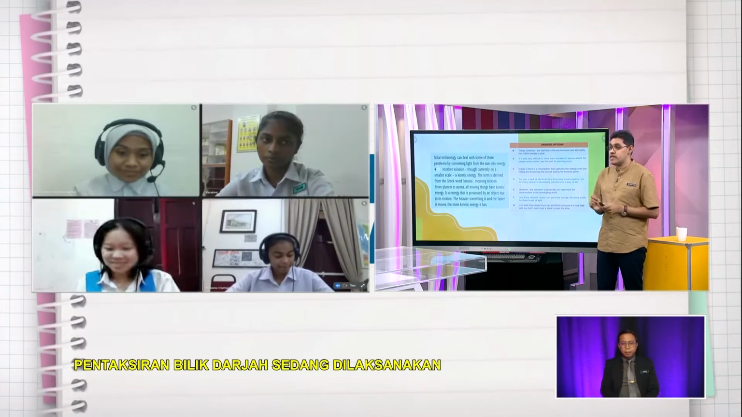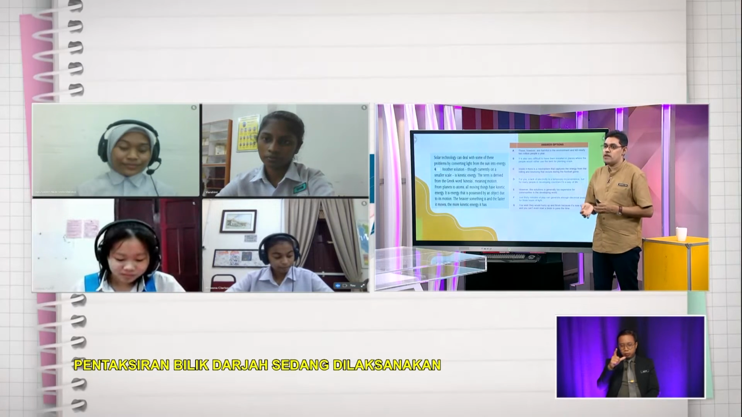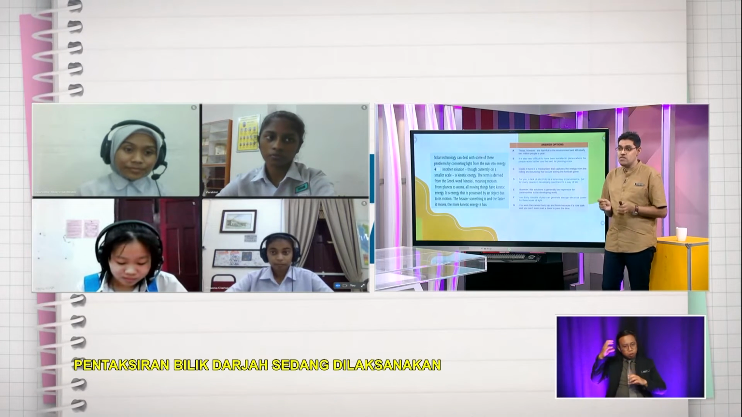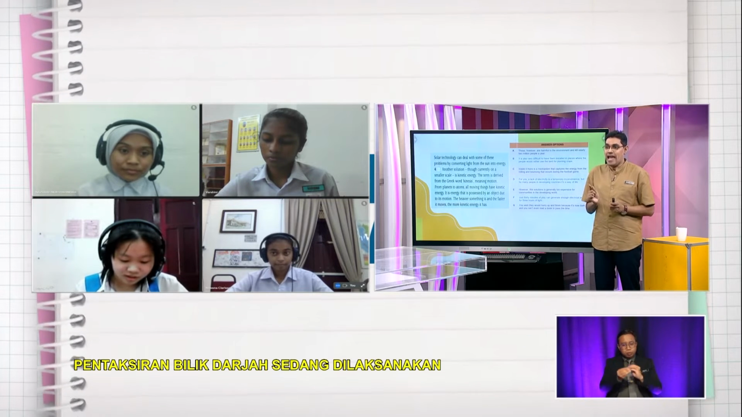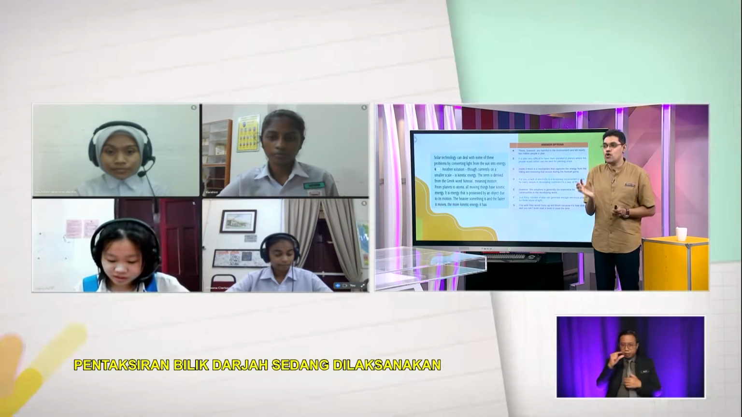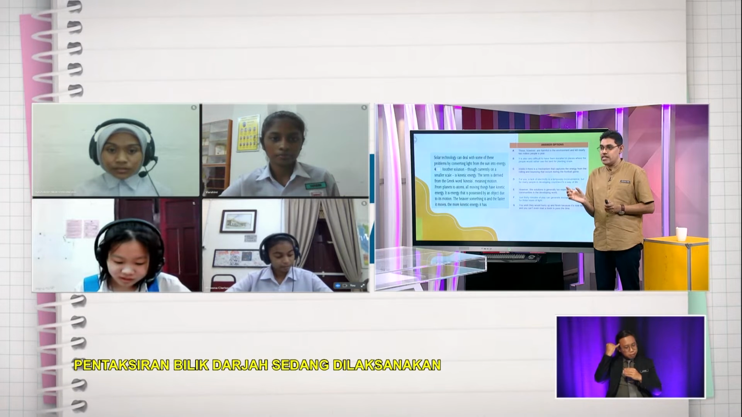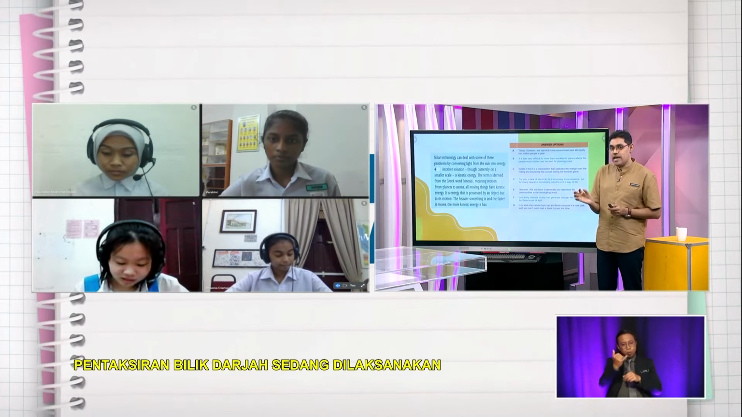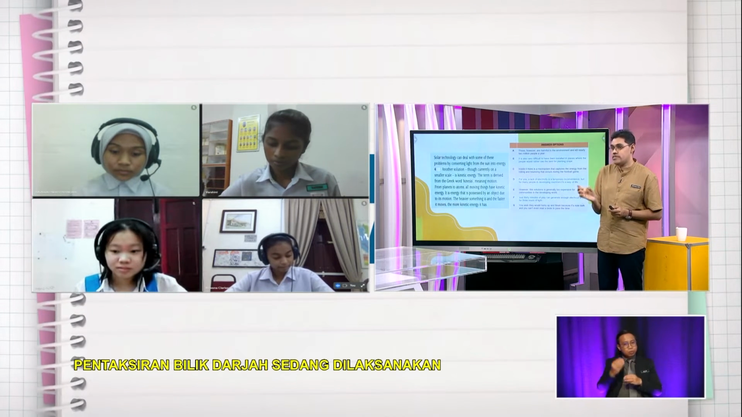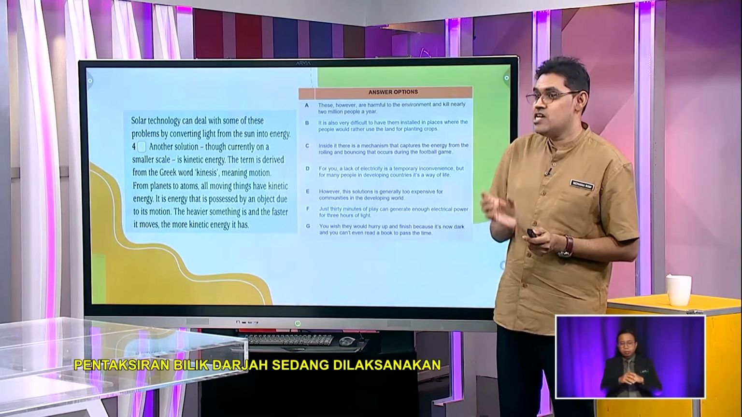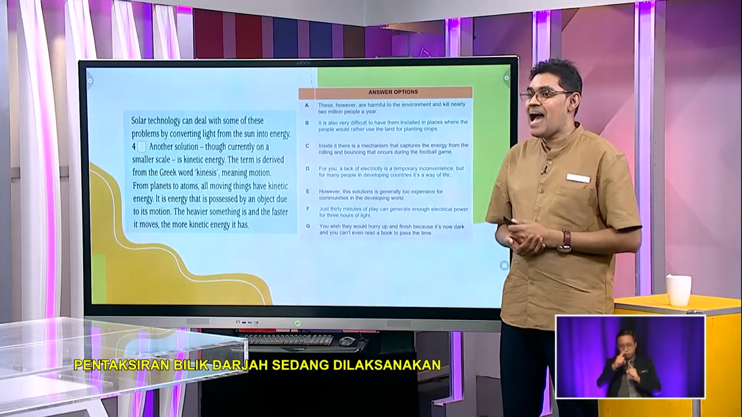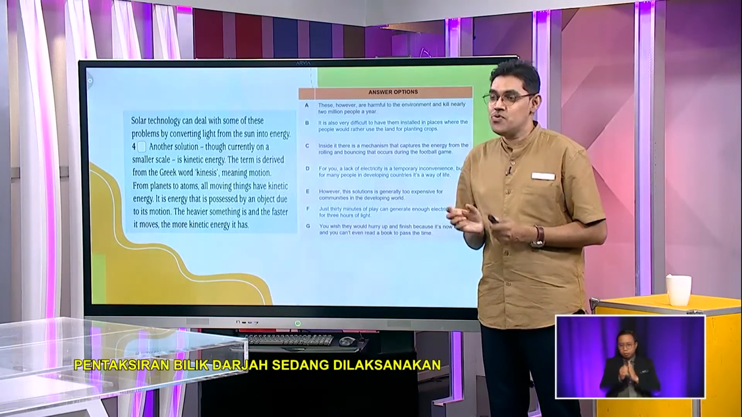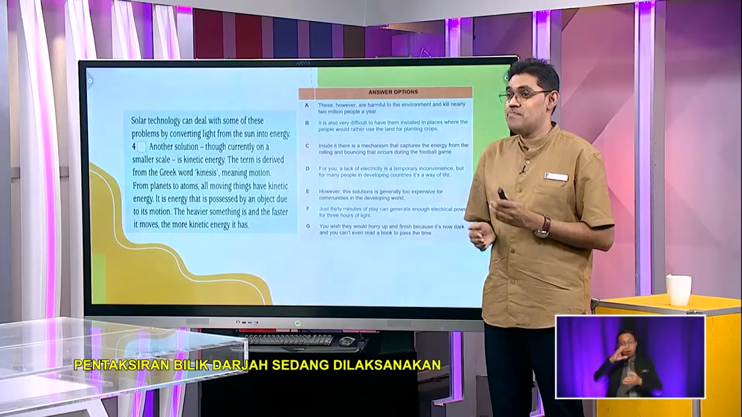So Nazura says E. Let us look at this paragraph. Solar technology can deal with some of these problems by converting light from the sun into energy. There's a gap, and it goes to the next idea, which is another solution. So why is there a gap? The gap is giving us a clue that there is another solution, far better than the solution given earlier. So Nazura picked the answer E: however, this solution is generally too expensive for communities in the developing world.